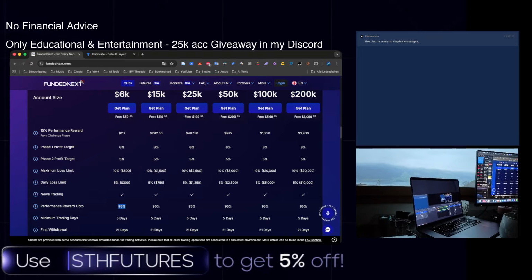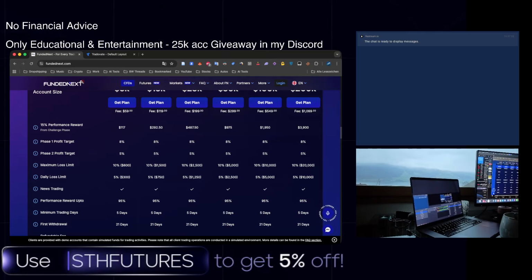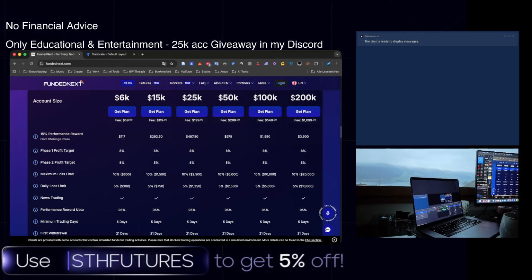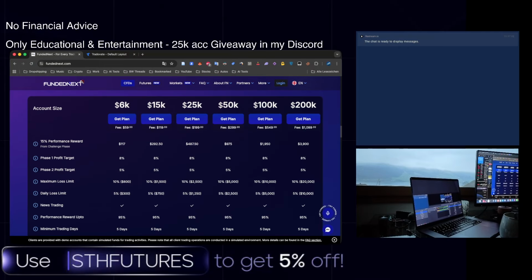They give you 95%. And now we're going to go through all these different things that you have to look at. So first of all, as I said, they pay you a 15% performance reward, and you will receive that reward on your first payout if you pass the account. So for example, if I buy the 100K account for $549, I would get 15%, that's $1,950, so more than I paid for the challenge if I pass the account and get to the first payout.